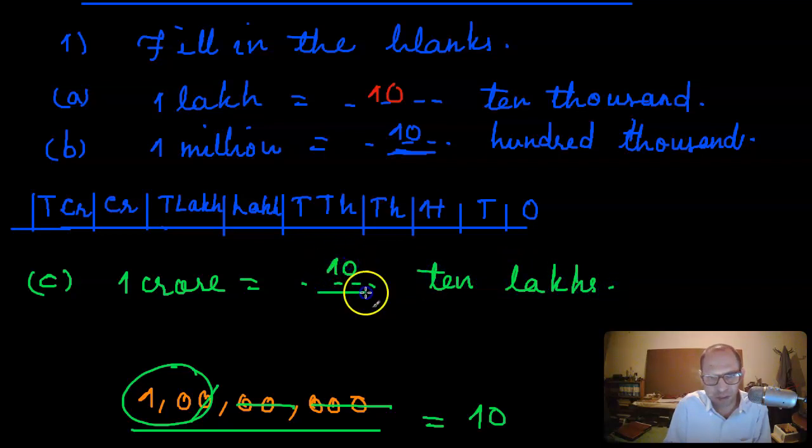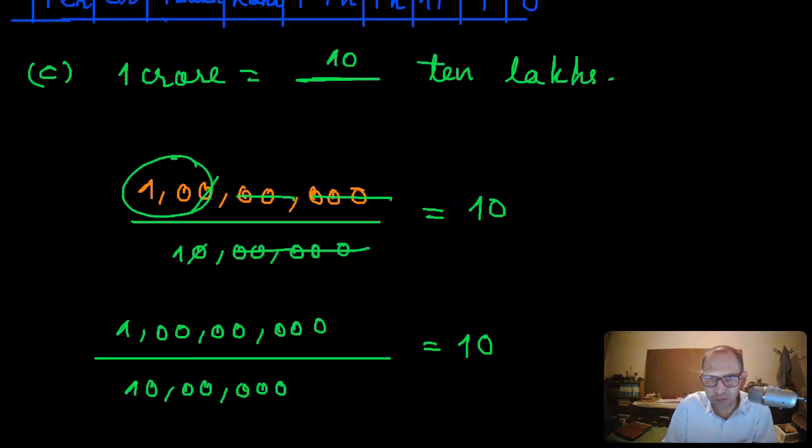And the answer is 10. So there are 10 lakhs in a crore, basically, right? There are 10 lakhs in a crore. And again, of course, there is no point in memorizing these things. As long as you're able to use simple logic to answer the question, that's more than enough.